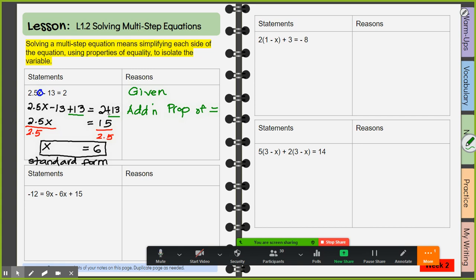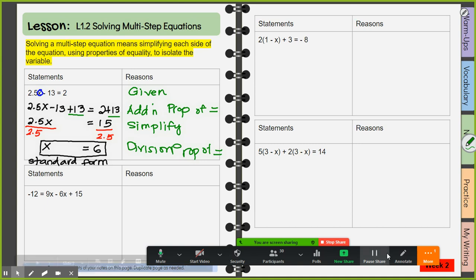And then when we added 2 plus 13 and changed them to 15, we actually just simplified, right? So simplify. And last but not the least, when we divided both sides by 2.5, the clue is we divided. So we say division property of equality. There you go.